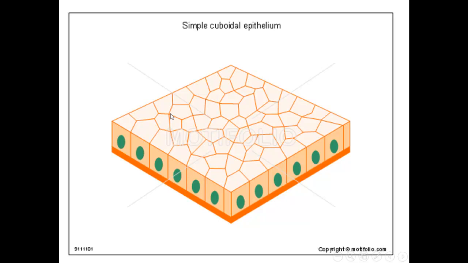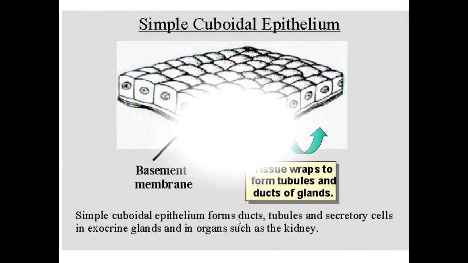If you look at these cells, you see they have a rounded nucleus. The shape is cuboidal, one layer. This is the basement membrane, so this is simple cuboidal epithelium.